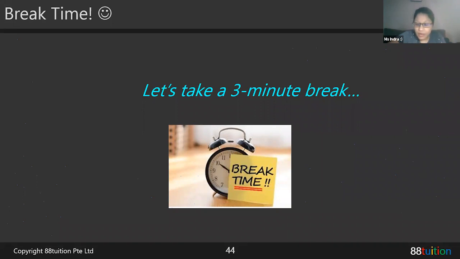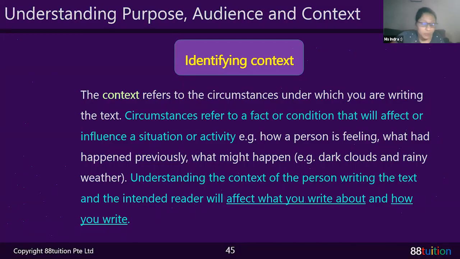Okay. I hope the first part has been helpful for you, to help you understand how to pick out your purpose and, of course, your audience, right? Now, I promised you we're going to be dealing with context. So what does context actually mean?